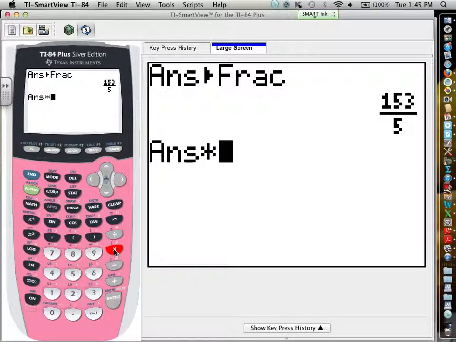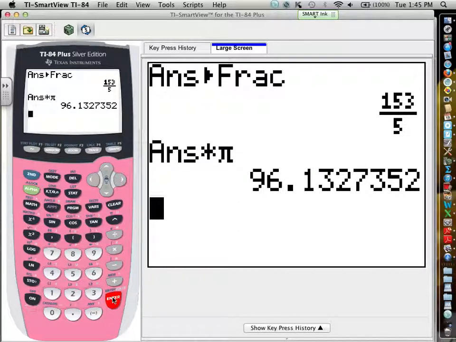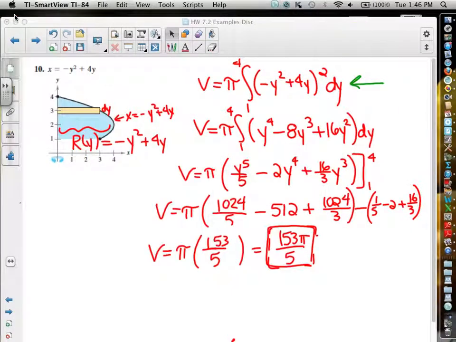Yeah, we can go back and do decimal and put the pi with the answer, or I'm saying multiply it by pi and everything. So 153 over 5 times pi, and then that's a decimal estimate for that volume, 96.133. Okay, so you can use your calculator to come up with those values. It'll help you when some of the integration is either too complicated or too much work to go through and do.